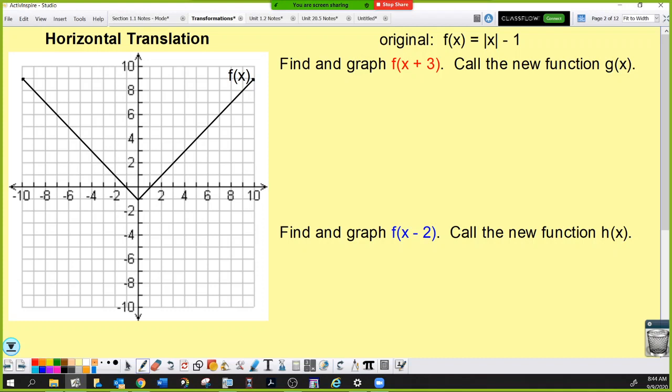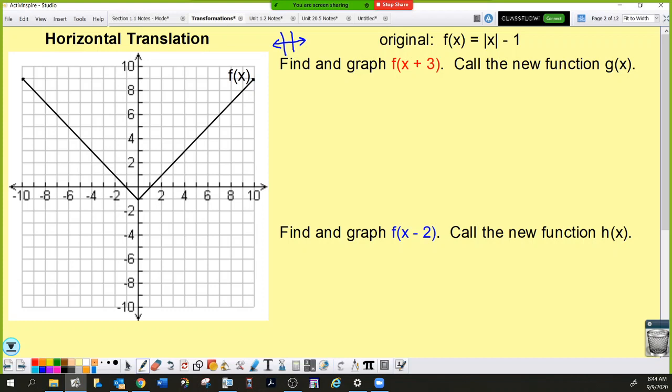So I also think of it like this. That's how I used to remember it. Horizontal is left and right. That's just me. I have given you f of x equals the absolute value of x minus 1 as an equation, and I gave you its picture as well.